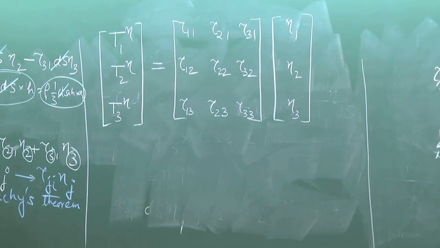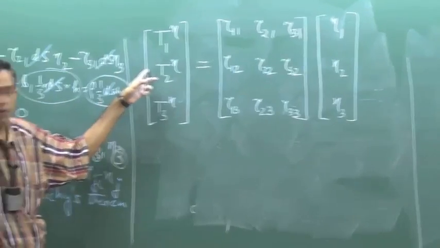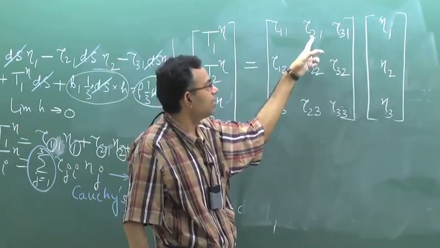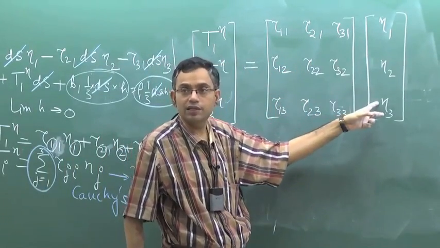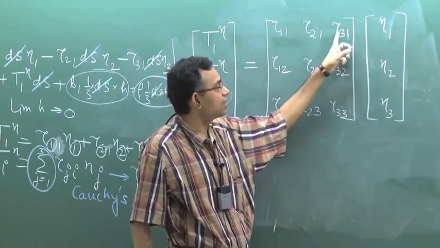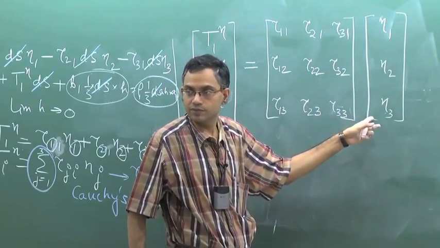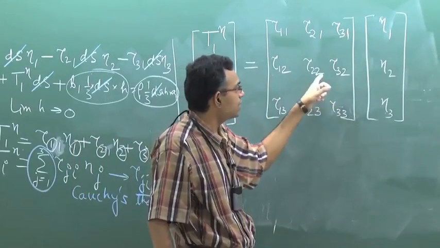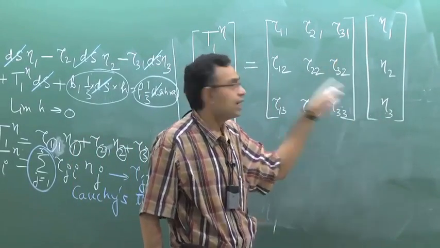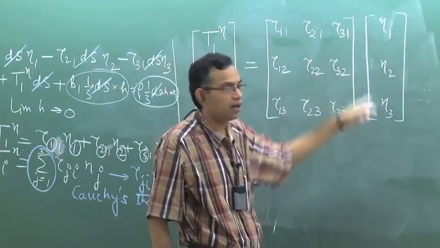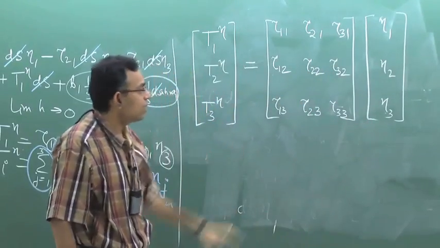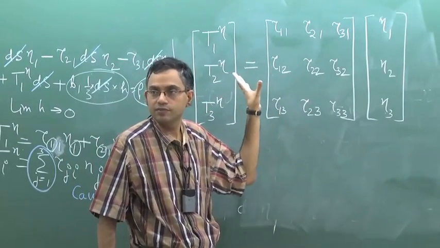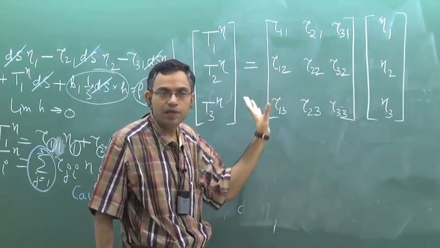So, we can write the components. The first component you see, T1, is equal to tau 1 1 eta 1 plus tau 2 1 eta 2 plus tau 3 1 eta 3. So, the first row of this multiplied with this column vector. Similarly, T2 is the second row of this times the column vector, and T3 is the third row of this times the column vector. So, you can also represent the stress tensor components in the form of a matrix. This is another way of representing it.